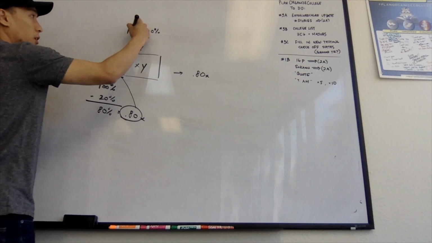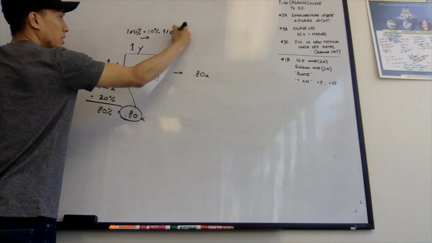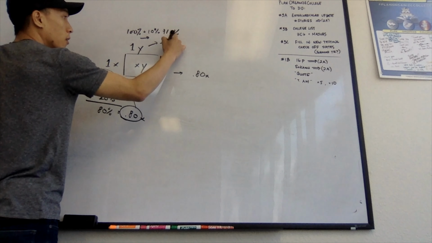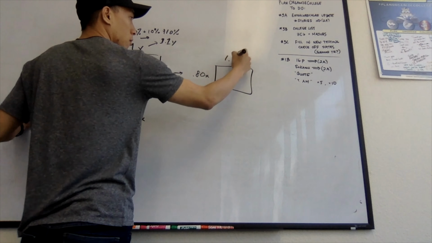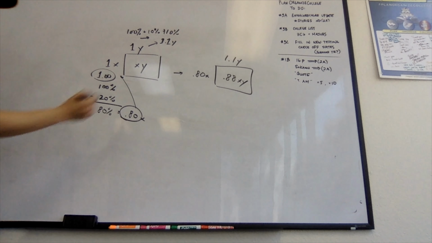Increased by 10, so 100% plus that 10% is 110%, which is 1.1 of our y, right? Okay, so it'd be 8 then.